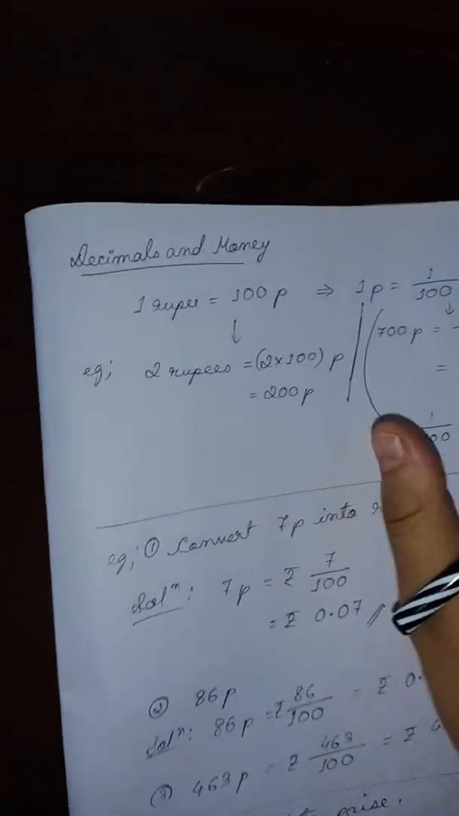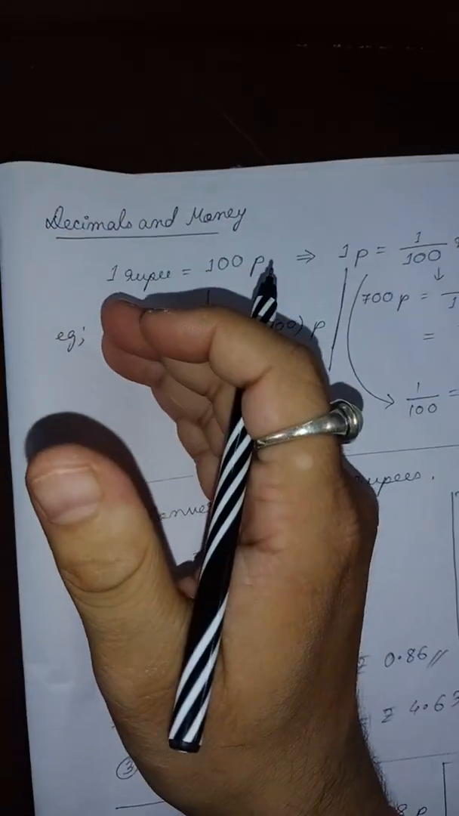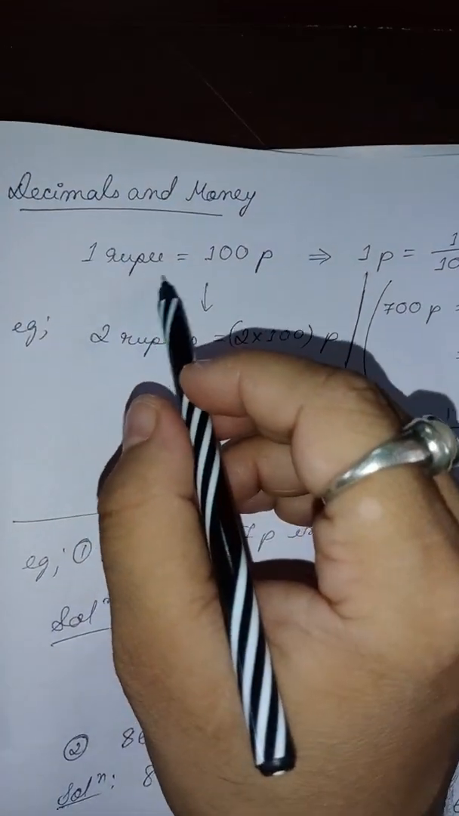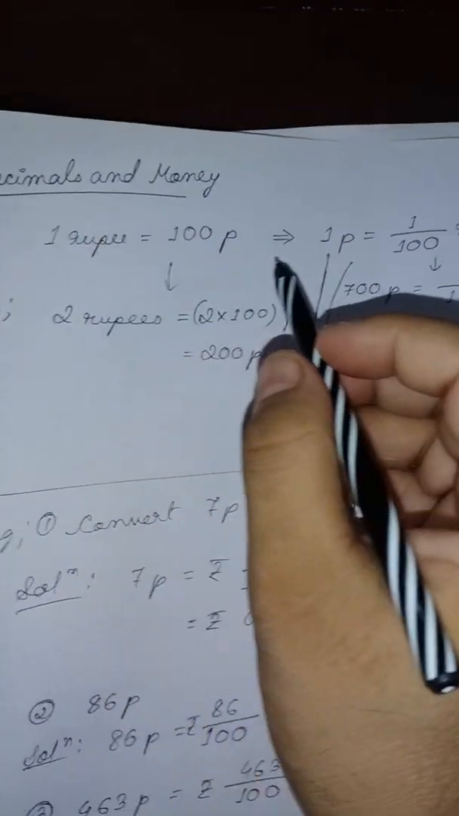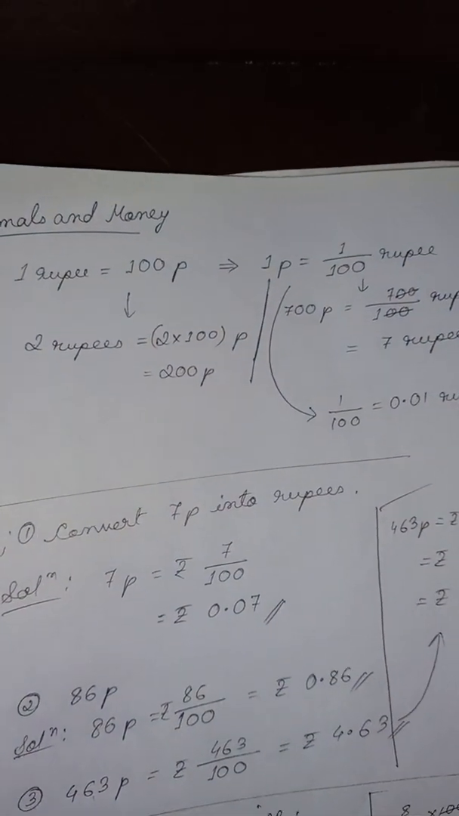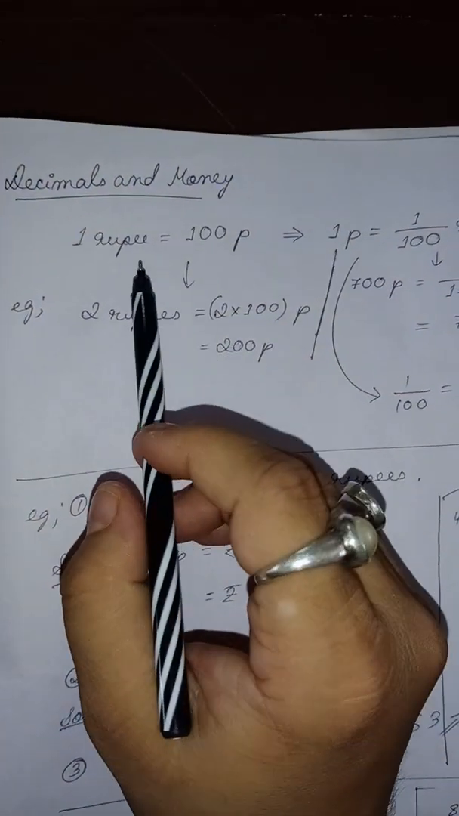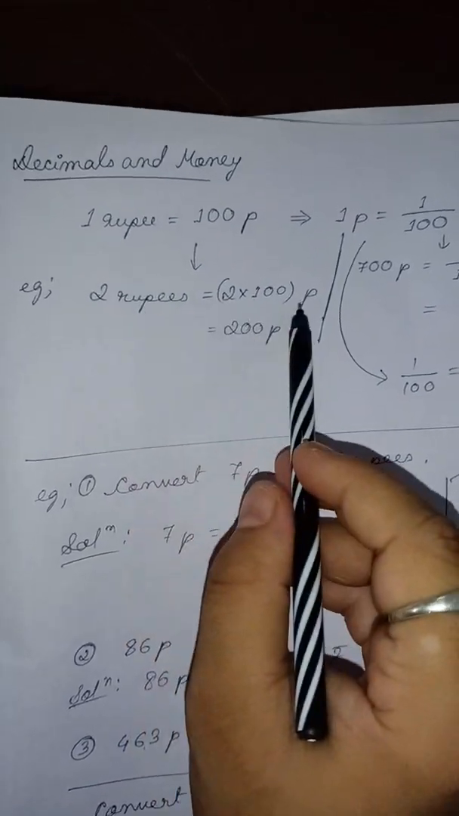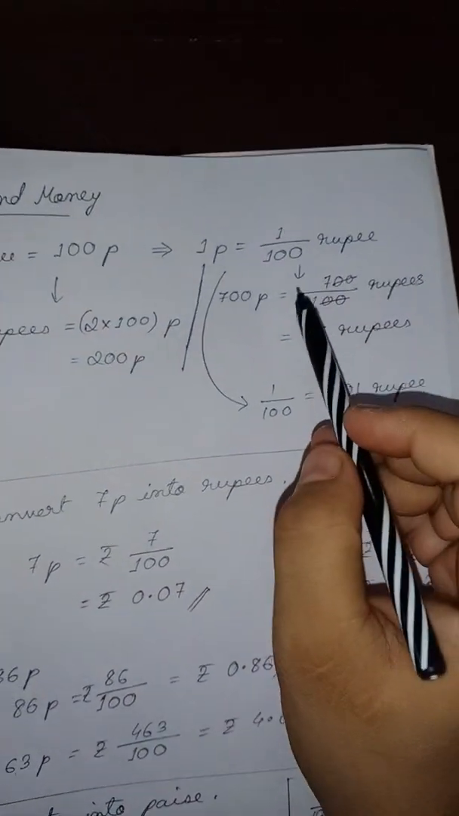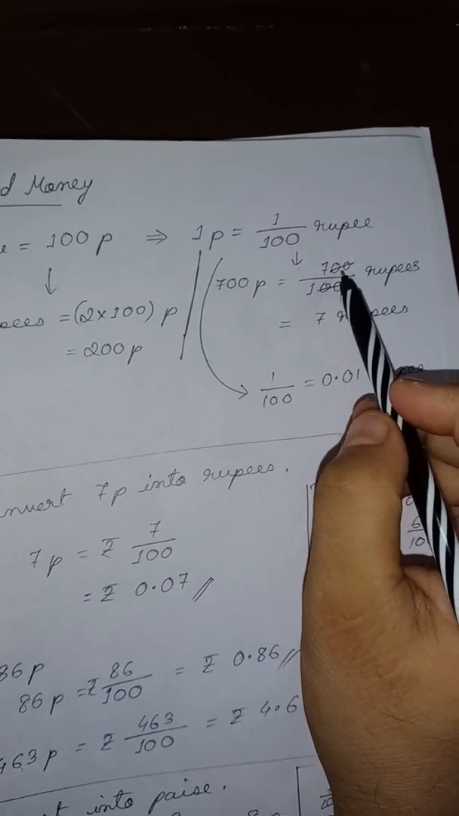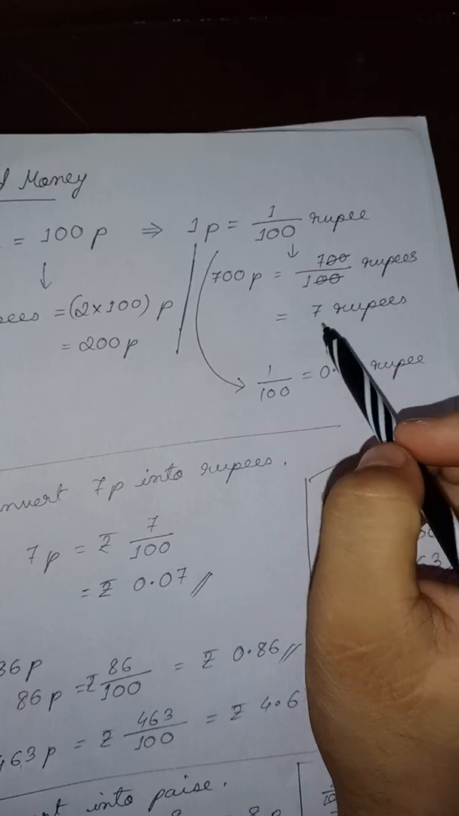Now we'll go for money and decimal, or decimal and money, whatever you say. That means use of decimal in money. First of all, try to remember that 1 rupee is equal to 100 paisa, and 1 paisa is equal to 1 by 100 rupee. I think you have learned in class 3 also that whenever you want to convert rupee into paisa, you multiply by 100, like 2 into 100, 200 paisa. And whenever paisa is converted to rupees, we divide by 100. So 700 by 100, zeros get cancelled, 7 rupees.